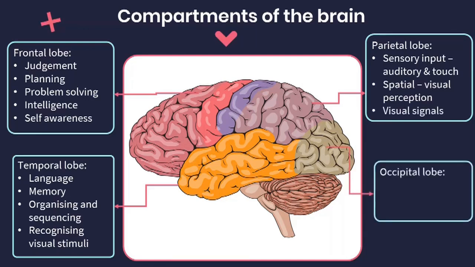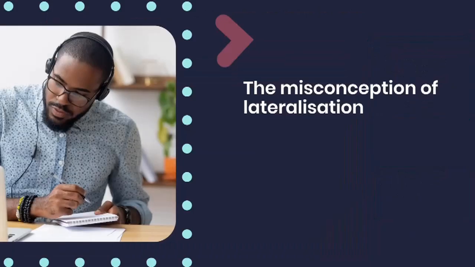And lastly, the occipital lobe. The occipital lobe sits at the very back of the head and is responsible for the interpretation of early visual signals. Lateralization is one of the misconceptions that has come to light as the field of neuroscience has evolved.